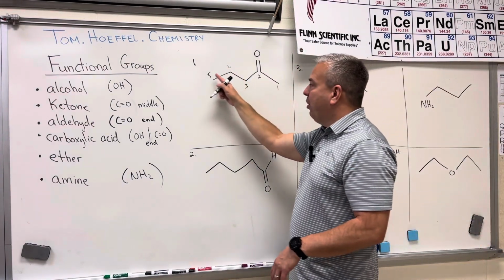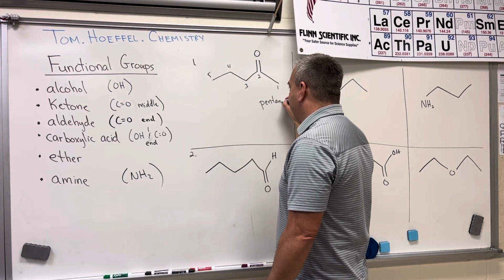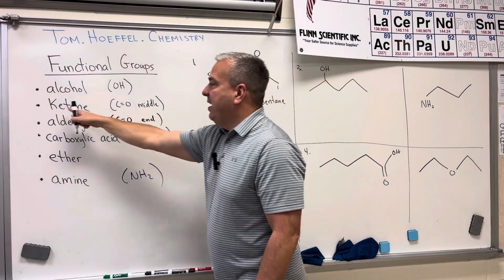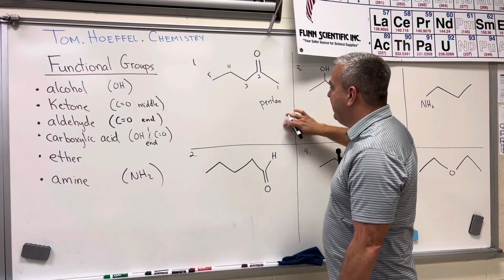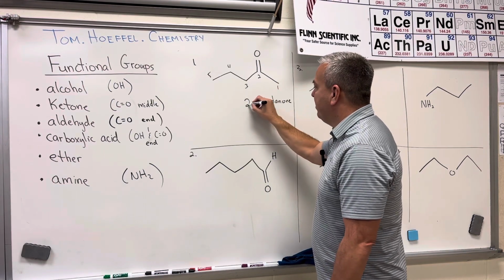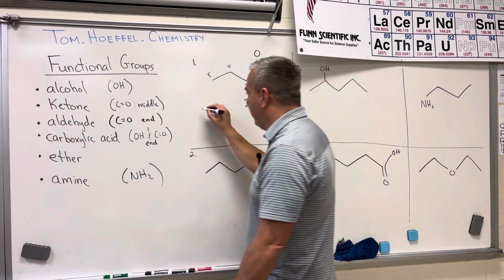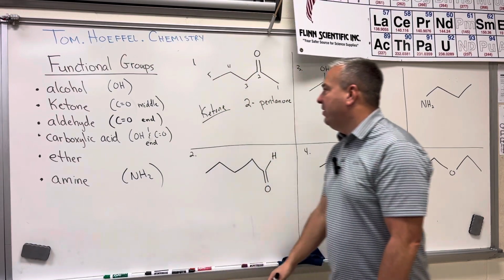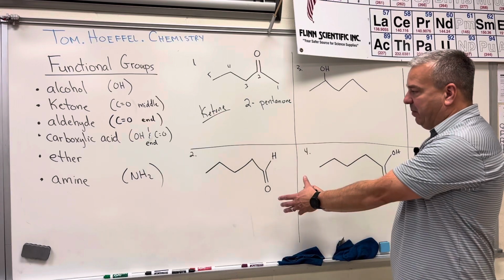We got 5 carbons, all with single bonds, so we're normally going to name that pentane, but since it's a carbonyl in the middle, it belongs to this category called ketones. So I'm going to take off the E and add ONE, and it's located on the 2, so we're going to call this 2-pentanone. So it belongs in this category that we call ketones, and it's going to end with ONE.